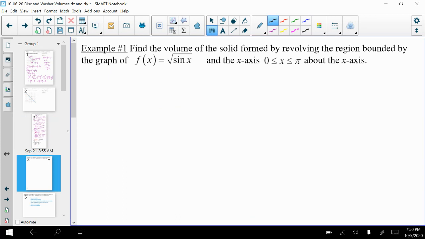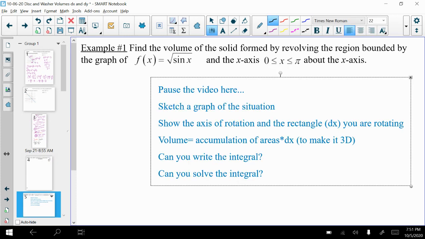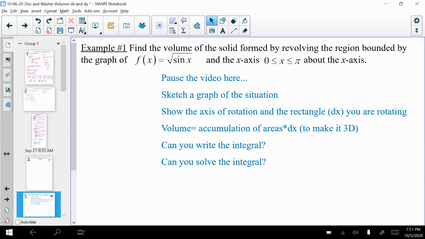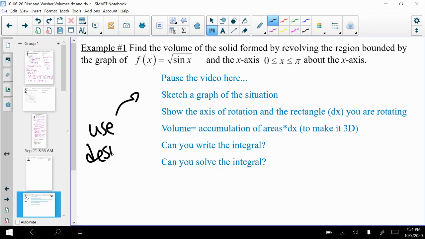Okay. So our first example says find the volume of the solid formed by revolving the region bounded by the graph of f of x equals the square root of sine x, and the x-axis from 0 to pi, and we're going to revolve it about the x-axis, okay? So you're going to pause the video. You can sketch a graph. Now, when I say sketch a graph, I don't mean you have to do it from your head. It's totally fine to use something like Desmos.com or your other favorite graphing tool, like your calculator, to help you graph.